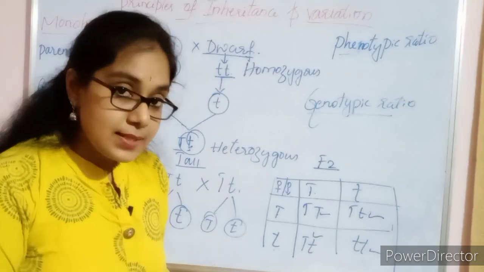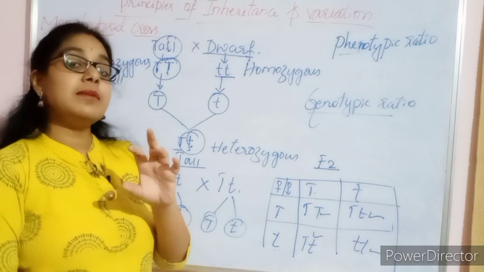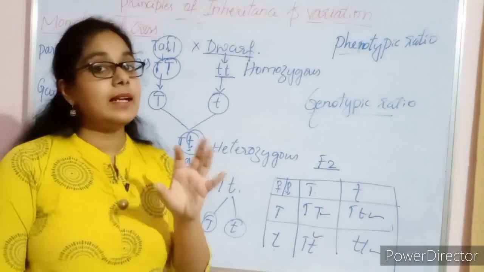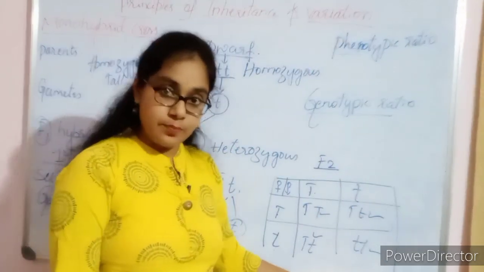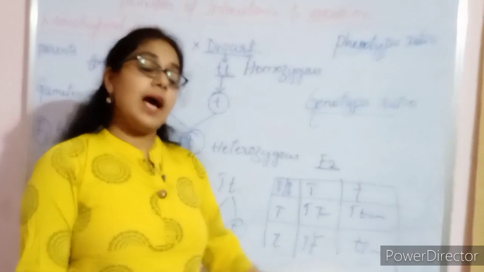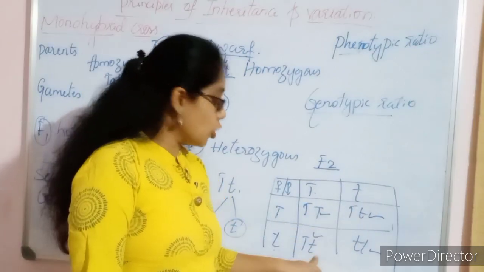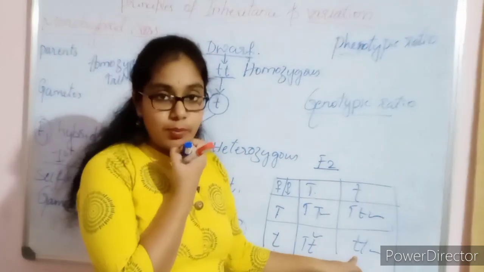Phenotypic ratio means it is a morphological ratio. Morphologically means the character which you can see through your naked eye. Just see these 4 individuals. How many tall plants do we have and how many dwarf plants do we have? Tall, tall, tall. 3 tall plants are there and 1 is a dwarf plant.